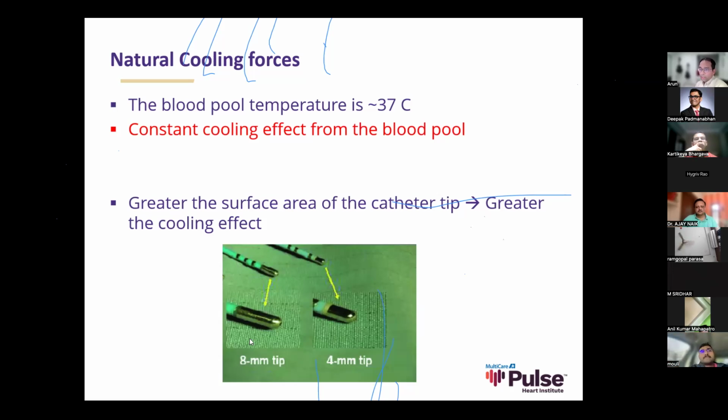So with an 8 millimeter catheter, the amount of cooling is much larger compared to a 4 millimeter. In essence, you're creating a much cooler tissue catheter interface with an 8 millimeter catheter. This allows you to deliver more wattage without superheating the tissue interface. By keeping the tissue interface temperature low and delivering more wattage deeper into the tissue, you are able to create a bigger lesion with the 8 millimeter catheter.